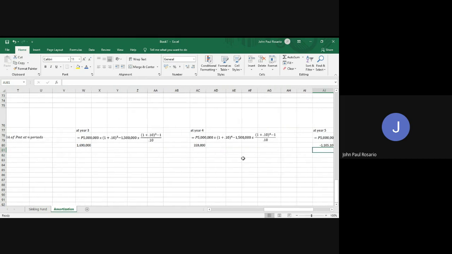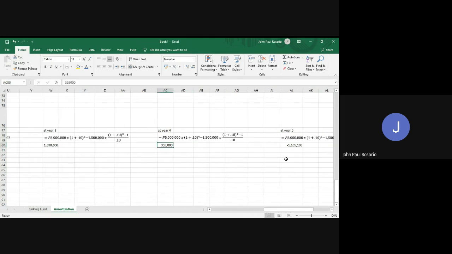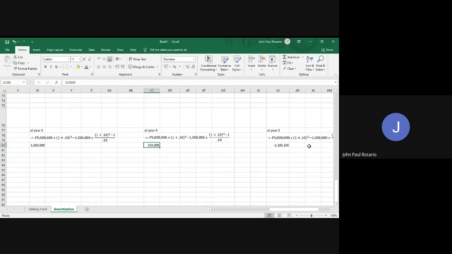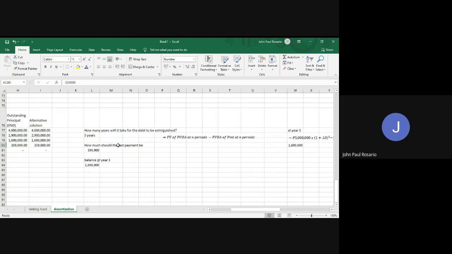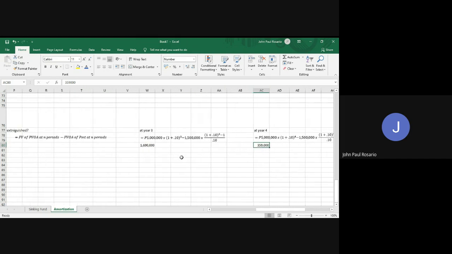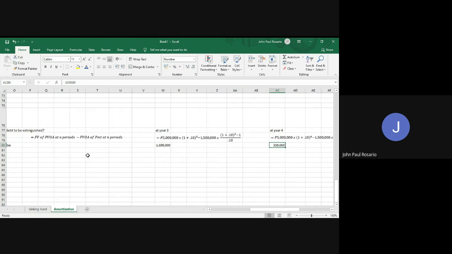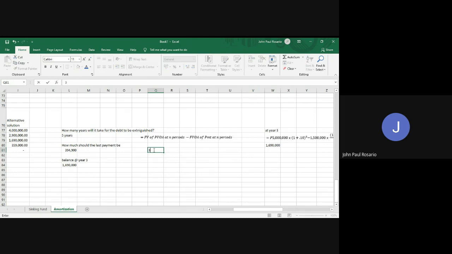So there will be 5 payments because at year 4 you still have a balance to pay at year 5. But if you fully pay on year 5 with 1,500, then you'll have a negative balance. So with that, we now know that there will be 1,500 payments, but the last payment is still unknown. Now, for the second question, how much should the last payment be? We know that the principal is 359,000.